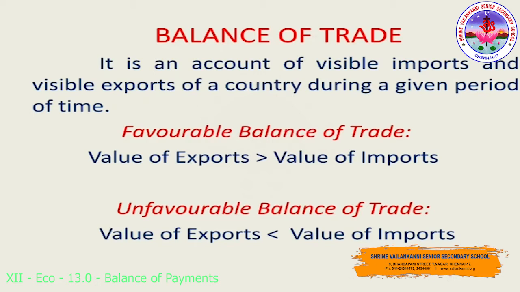Next one, unfavorable balance of trade. When the value of exports is less than the value of imports. That is, if imports of goods exceed the export of goods, then the country is said to have a deficit balance of trade. That is, the balance of trade is unfavorable for the country. So, favorable balance of trade, value of exports is greater than value of imports. Unfavorable balance of trade, value of exports is less than value of imports.